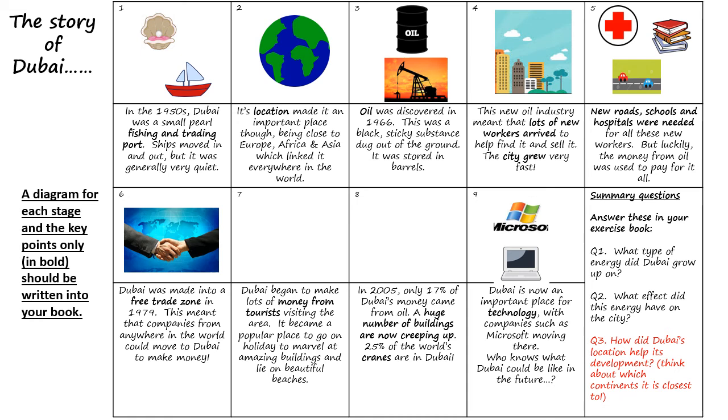Number 7, Dubai began to make lots of money from tourists visiting the area. It became a popular place to go on holiday, to marvel at amazing buildings and lie on beautiful beaches. And now we know why that happened. We know that oil is going to run out. So this is why the rulers of Dubai made the change. They said they were going to focus on tourism.